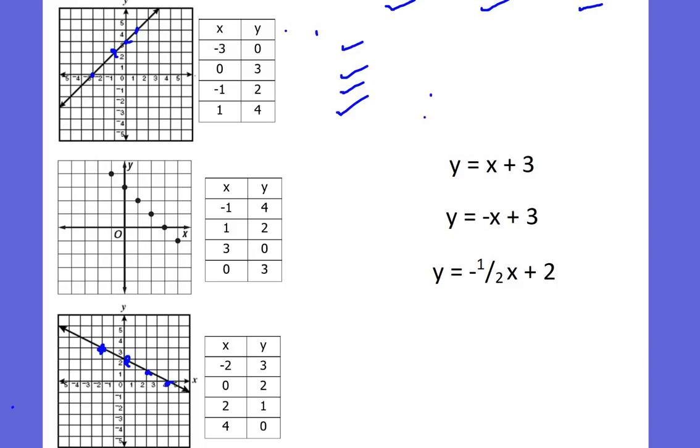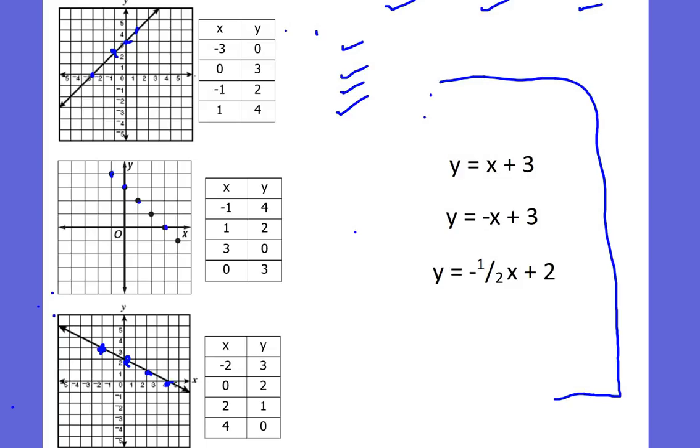Now I have process of elimination, so I know this works here, but let's go ahead and check the points to make sure. We have -1, 4. We have 1 up 2. We have 3 and 0. And we have 0, 3, which is right there. Okay, so we know those work. Now I've got to figure out which equation goes with which group, which graph, and which table.